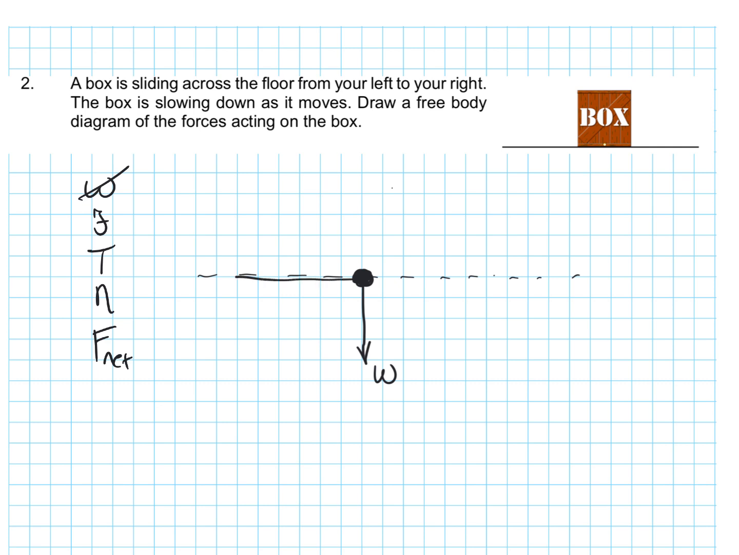So again, my vector will touch the dot and go to the left. And I'll show that with a cursive F for friction. So that's been addressed. Tension. Well, there's no rope or anything pulling the box around, so I don't need to worry about that force.